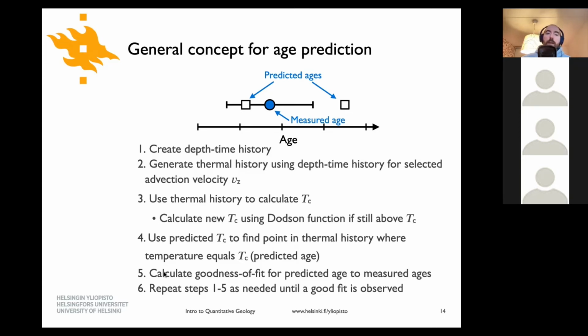Anytime you see something like "repeat steps 1 through 5," it should hopefully pop up in your head that, oh, okay, if I have to repeat steps, this means these are a set of steps that I could potentially make a function for, or make some kind of script where anytime I want to do these 5 steps, I have my one thing I want to change, which might be my advection velocity, and then a bunch of steps that just occur.